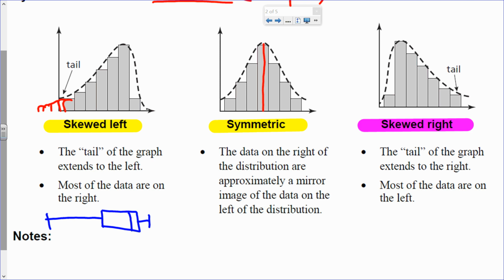Notice how the tail is to the left, so it would be with a box plot that's skewed to the left, the long whisker would be on the left. Okay, they're related. How about a symmetric box plot? Look at, it'd be the box, the median would be right in the middle around there, and both whiskers would be about the same size. Notice that. That would be a symmetric box plot. So it's kind of like a symmetric histogram.